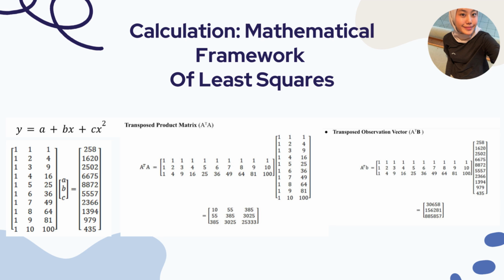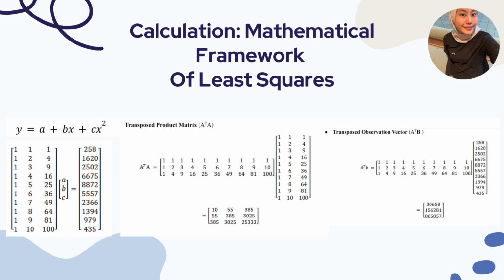In this part, we apply the least squares method using a quadratic model, which is y equals a plus bx plus cx squared. We choose a quadratic model because the data trend is not linear. Since the data increases and decreases in a curve pattern, a quadratic equation is more suitable to represent the trend, and we arrange the data into matrix form using the values of 1, x, and x squared.